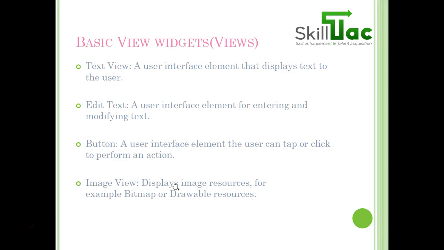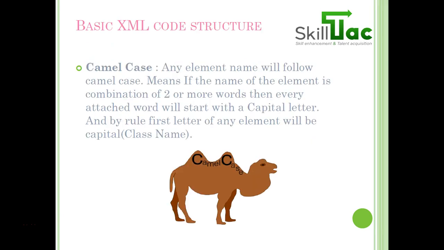And we'll go to the next slide. Now, as we know, the Android language is basically made up of two languages, one is XML and one is Java. So here we see the basic XML code structure. Every language has its own coding and its own structure to write in. So even the XML language has its own code structure.